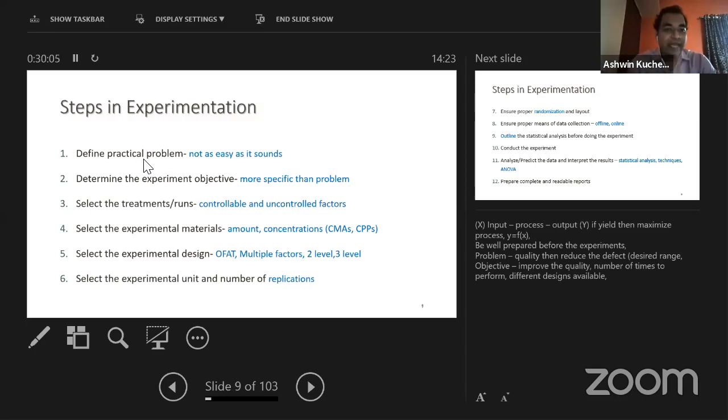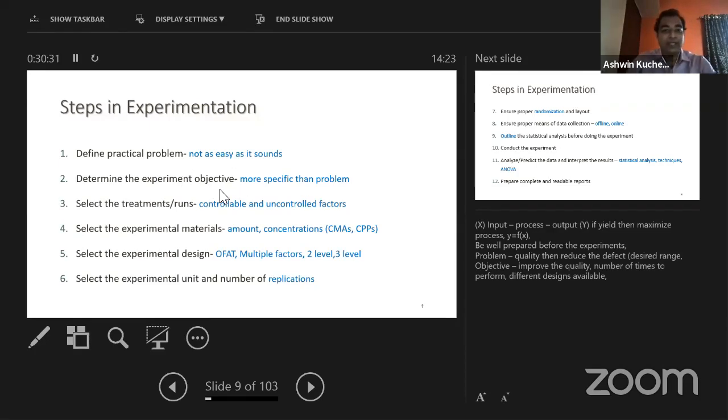To make it easy to identify the practical problem, I suggest that the Ishikawa diagram is the most suitable diagram, which you can use to find out that this was my practical problem and these were my different M's, or the responsible factors for this problem. That will make it easy to define a problem. After defining a problem, give your objective to the experiment. The objective should be specific.